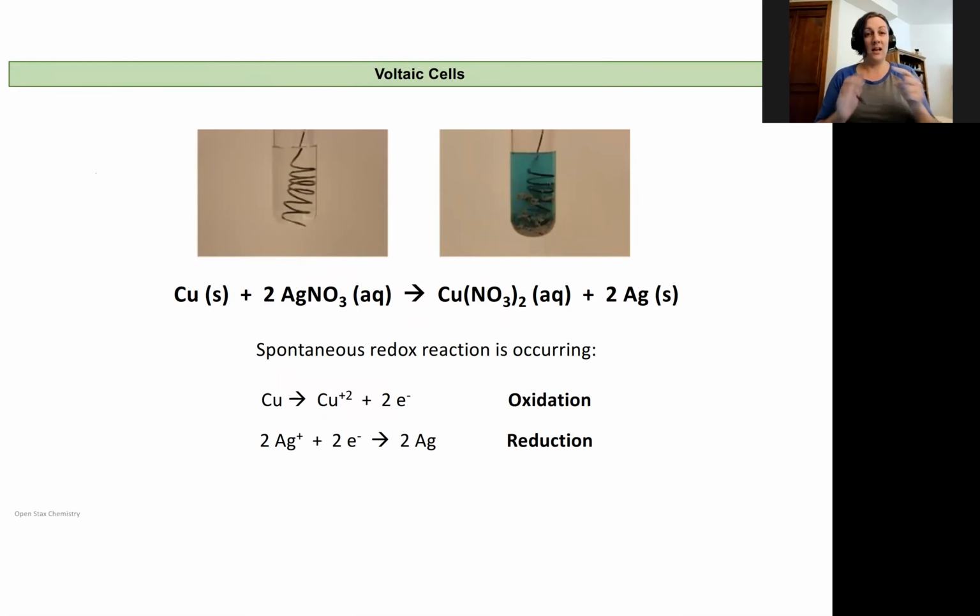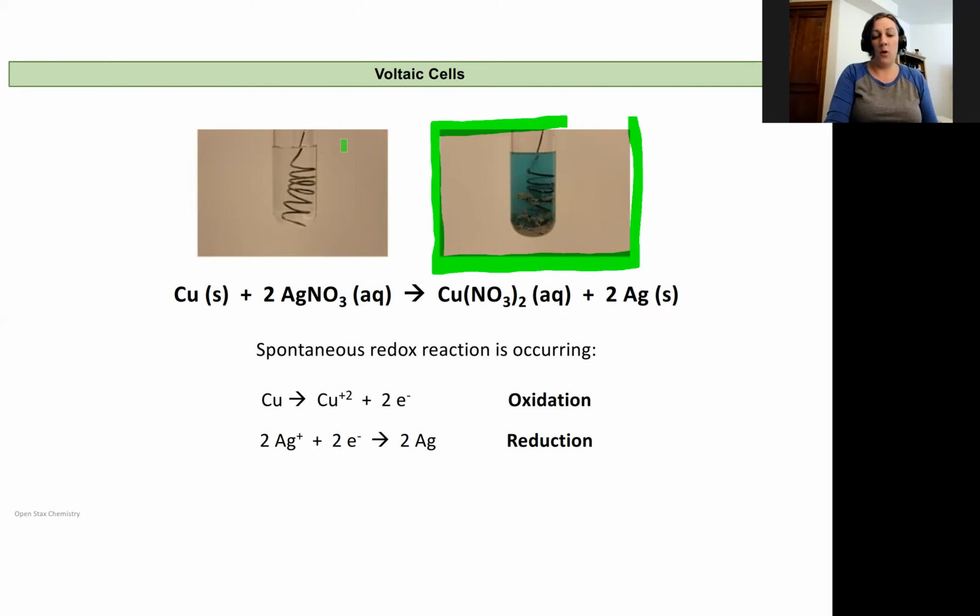If I take a copper wire and place it in a solution of silver nitrate, what will happen over time is that right away the solution will start to turn blue, and there will be a silvery, gray-colored precipitate that forms, which you can see in our picture right here. And so this is our before and after.